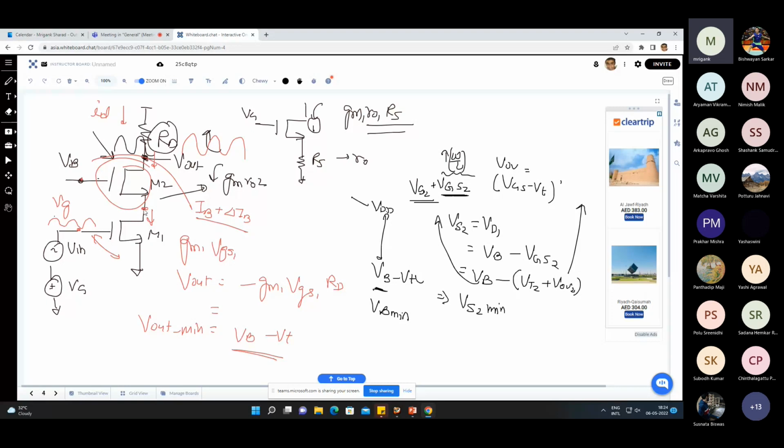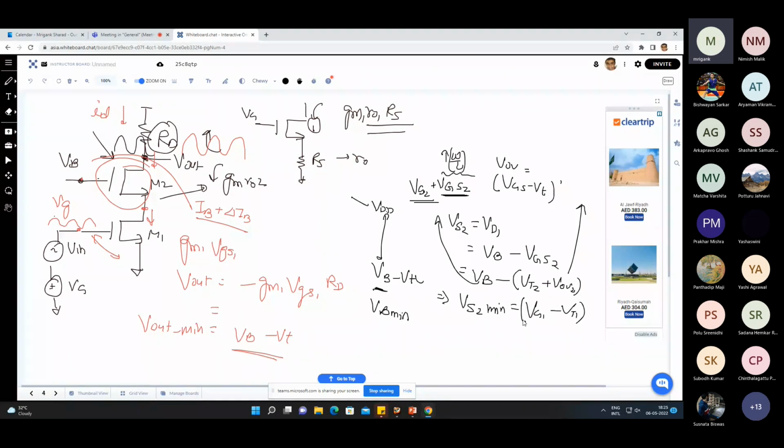How will I do it? What is determining VS2? What is the minimum VS2 you can have? What is it? It depends on VG1, right? VG1 minus VT1. That is the VS2 min. So VS2 min is simply VG1 minus VT1.